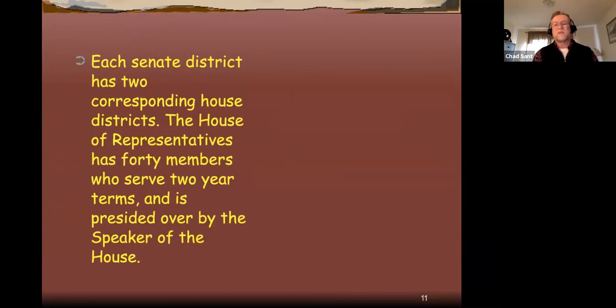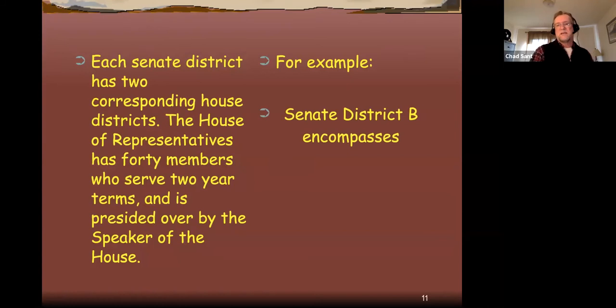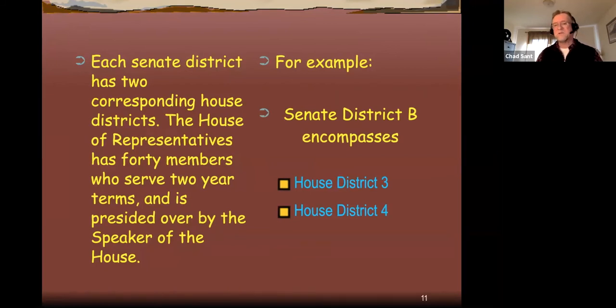Each Senate district has 2 corresponding House districts. The House of Representatives has 40 members who serve 2-year terms. That's the same as the House of Representatives at the national level, 2-year terms, and is presided over by the Speaker of the House. And again, the Speaker of the House has an amazing amount of power to decide which bills are considered or yanked or whatever. So, for example, Senate District B encompasses House District 3 and House District 4. Senate District A encompasses House District 1 and 2. So 2 House districts per Senate. Very, very simple.